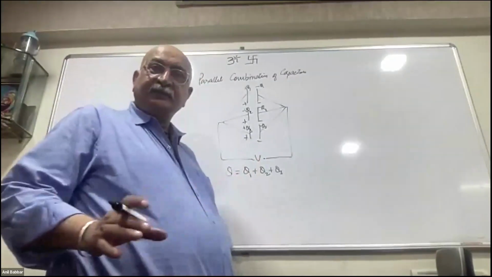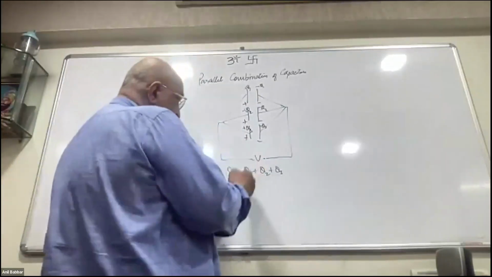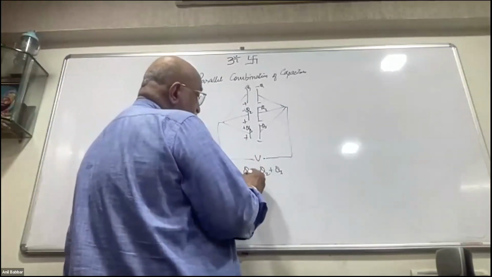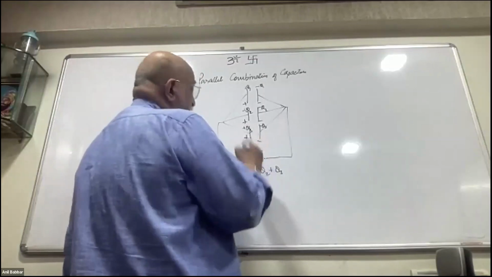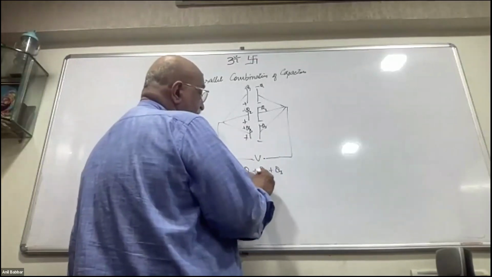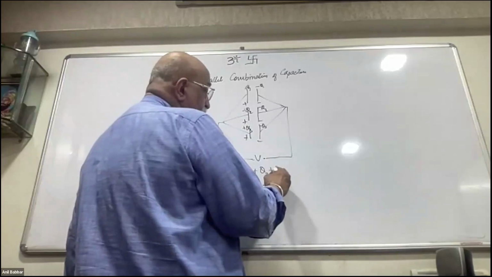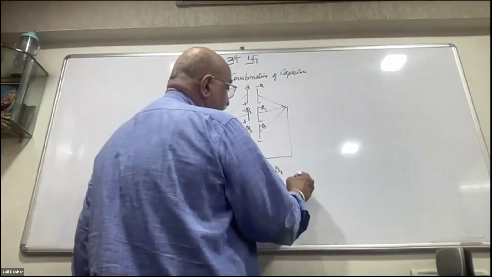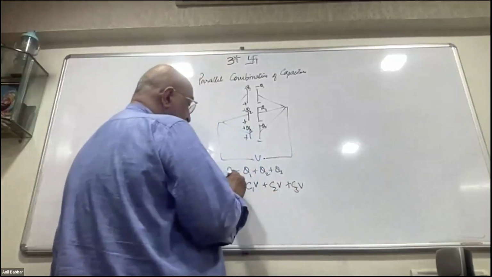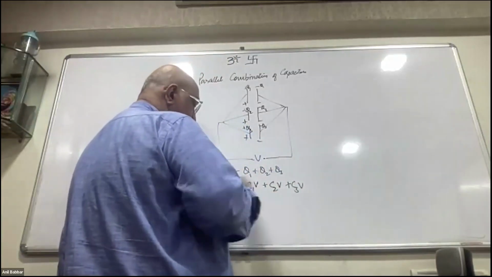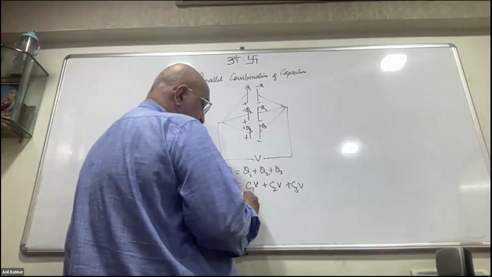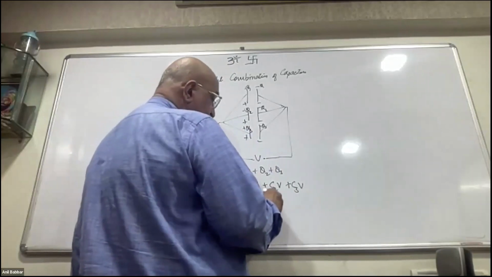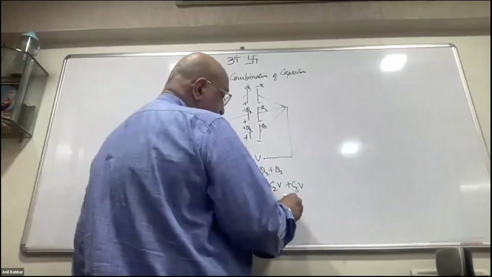Q is equal to Q1 plus Q2 plus Q3. Putting the values, Q1 will be equal to C1V, as they have the common potential. We have C2V plus C3V, this is CV. So V is a common factor again. Then CP is C1 plus C2 plus C3.